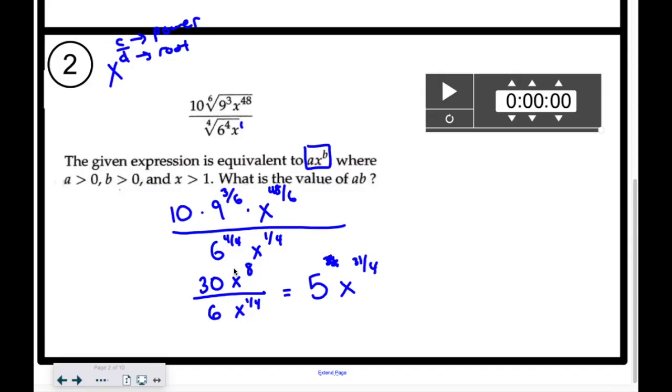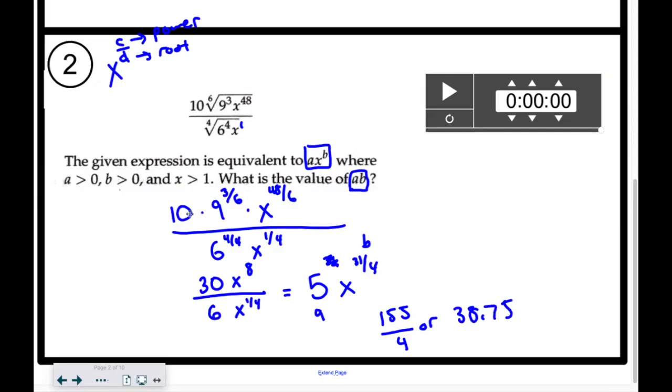It doesn't really matter. In this case, we're using fraction or decimal because it wants the value of a times b. So now we can see that a is the 5 and b is the 31 over 4. So I just multiply them together. So in the calculator, I'll just take what I had and multiply by 5. And it gives me either 155 over 4, or if you wanted to give it as a decimal, you just give 38.75. So either answer is acceptable.